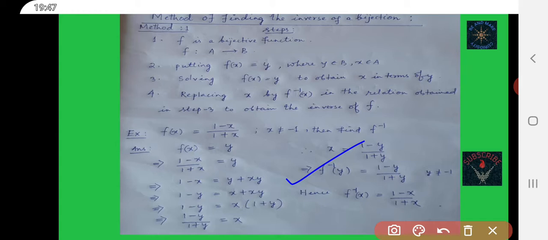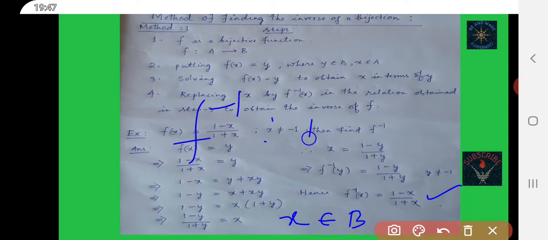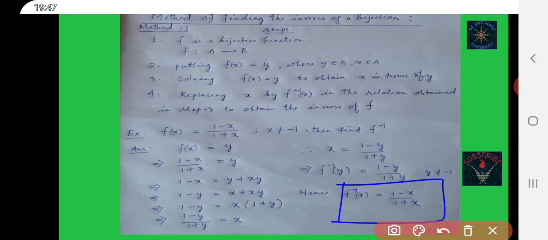Okay, and now you can change variable. Instead of y you can write x also. So here f inverse x is equal to 1 minus x by 1 plus x, where x belongs to which set? B, because you know f inverse is mapping from B to A. So here x belongs to B set. Then this is the inverse of function f. Okay, this is method 1.